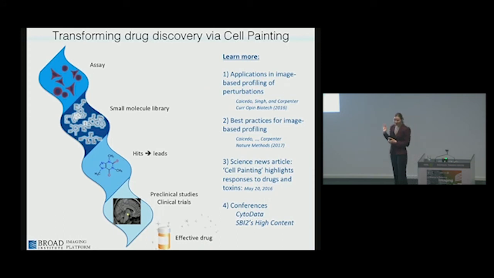So I've just skimmed through some different examples. I hope you'll find these concepts interesting. If you would like to read more about the applications, there's a review article here. If you want to learn about the best practices, the computational pipeline that tends to be used in the field, 20 labs in this field got together and wrote a paper, and it's really comprehensive about what's recommended at each stage, so you can take a look at that. There's a more popular article, and then there's a couple of conferences that cover this kind of work.